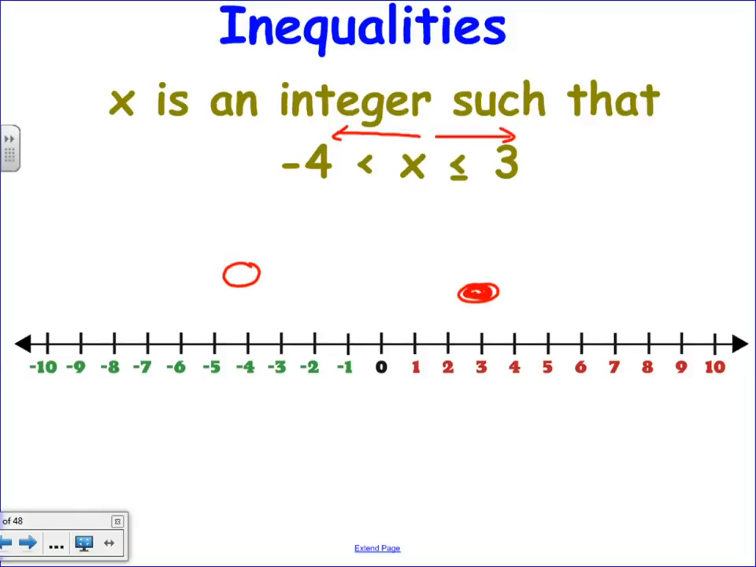Brilliant. So x is greater than -4, so I know it's that way, and I know it's less than or equal to 3. So x has got something to do with -4, but we don't colour it in because it can't be -4, and x has got something to do with 3. You colour it in because it can be 3, and you join the two circles that you've drawn. Does that make sense?